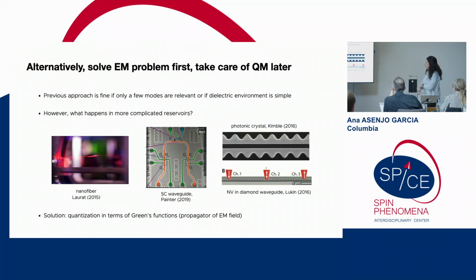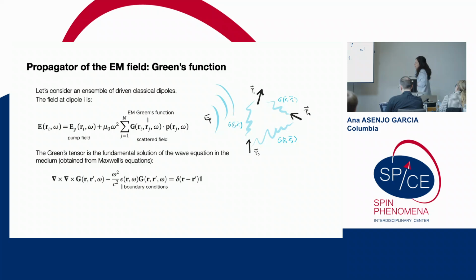Okay, so instead of doing this procedure that I discussed before, we can take another approach. The previous procedure of integrating out the modes is easy if we understand what the modes of the system are, if they are easy to describe analytically. But what if you have some complicated creatures, such as what is called the alligator photonic crystal? Good luck describing these modes, both spectrally and spatially, and then integrating them out. So what you do instead is to solve the electromagnetic problem first and then care about the quantum mechanical one. And how do we solve the electromagnetic problem? We do that via the Green's function.